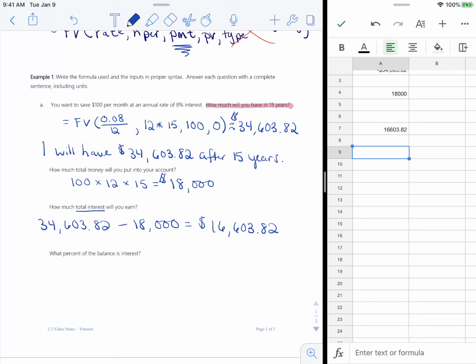So let's see what percent of the balance is in interest. So remember, percent, the definition of that is part divided by total. So for this, it's our interest earned over total earned.